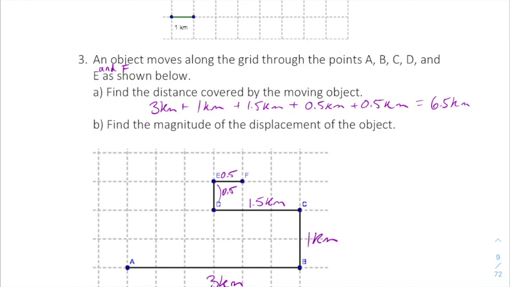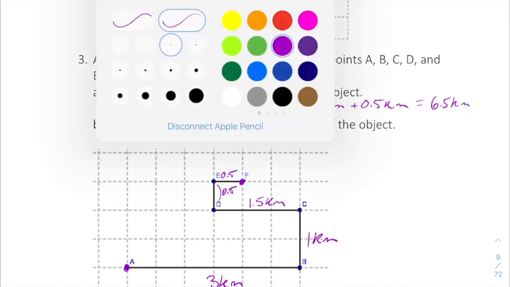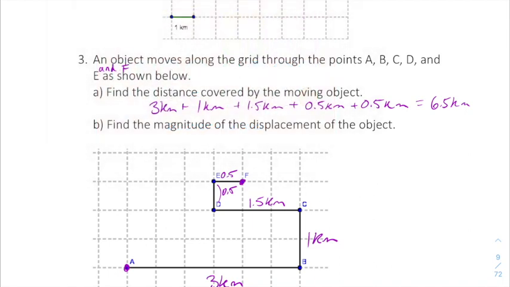Find the magnitude of the displacement of the object. So in this case, we are talking about moving from A to F, right? So in order to move from A to F, we have a couple of options here. The way we're going to talk about this is how much have we moved to the right, or in this case, let's call this east, and how much have we moved north, because we start here and we end up here at this F point.